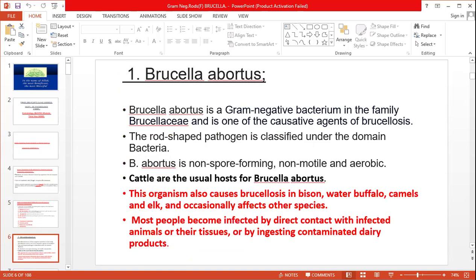Brucella abortus is a gram-negative organism in the family Brucellaceae and is one of the causative organisms of brucellosis. It is a rod-shaped pathogen classified under the domain of bacteria. Brucella abortus is non-spore-forming, non-motile, and aerobic. Cattle are the usual host for Brucella abortus. This organism causes brucellosis in bison, water buffaloes, camels, and elk, and occasionally affects other species.